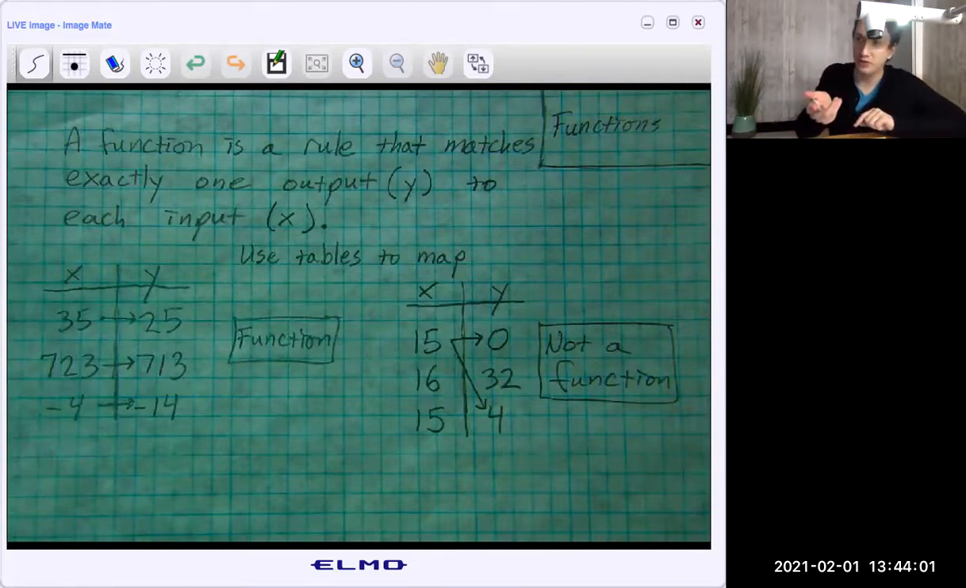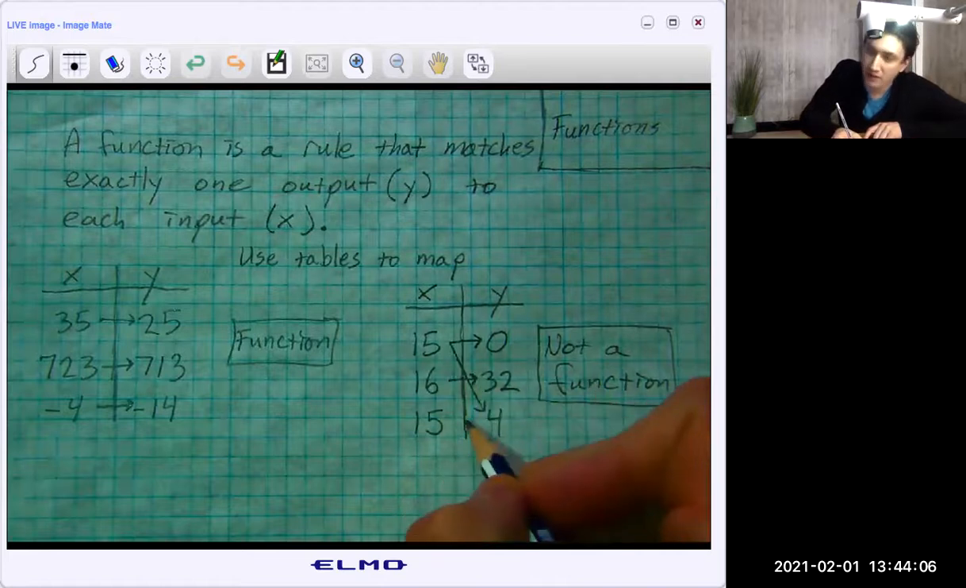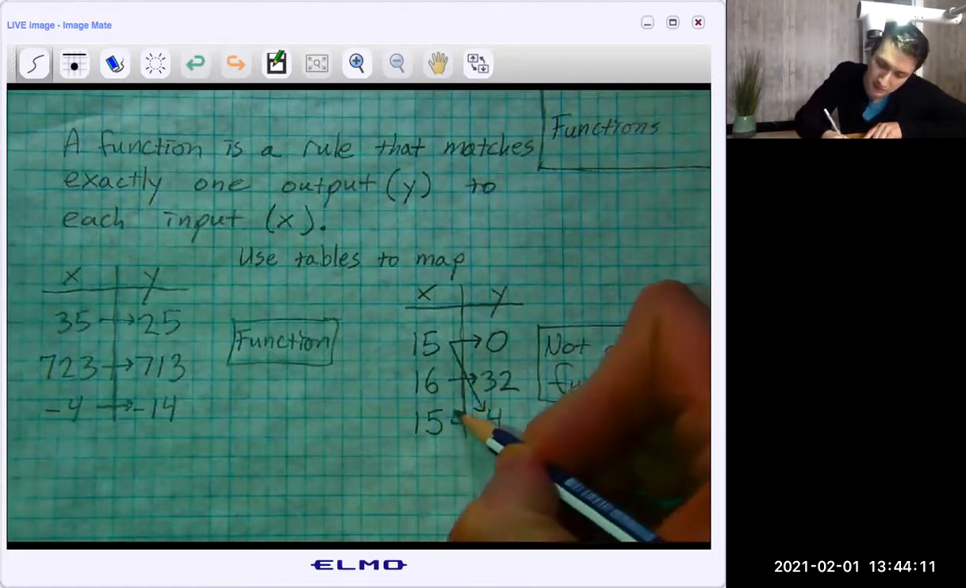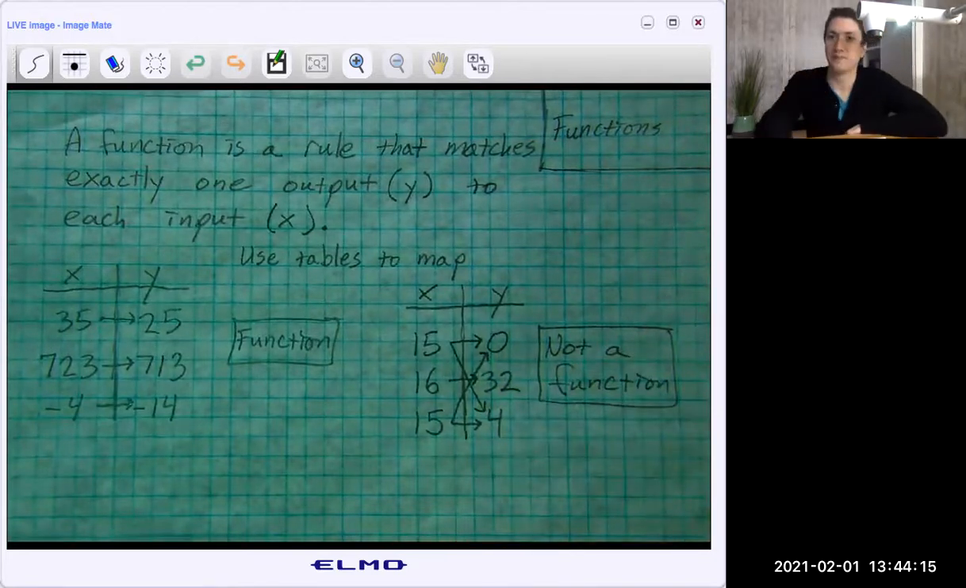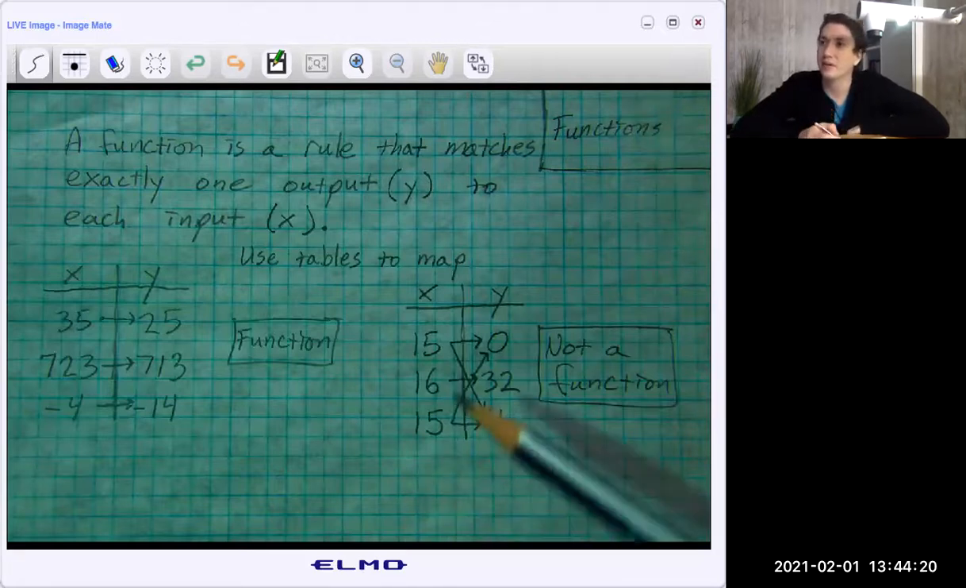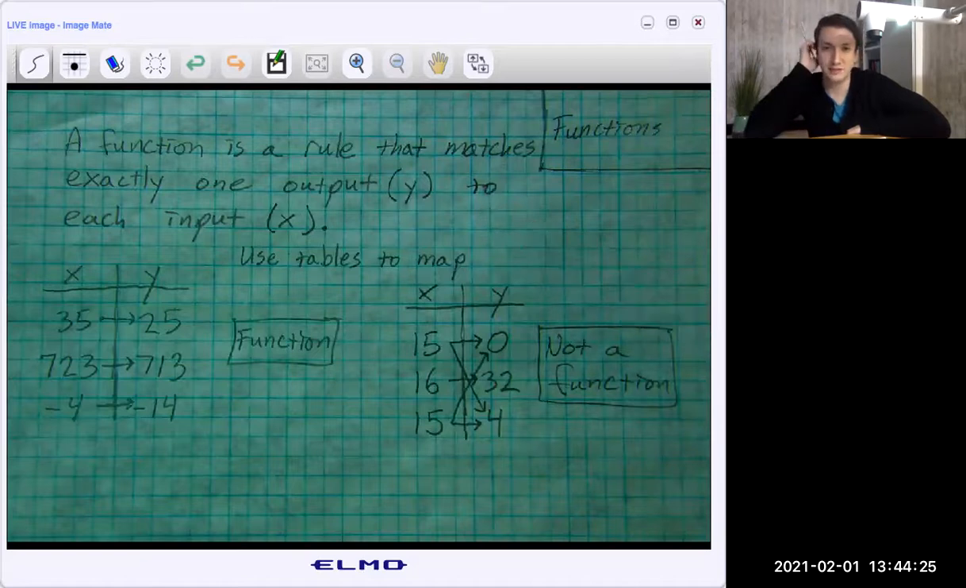If you wanted to, you could map all of it. You could map the 16 and the 32. And then when you get to this bottom one, you would map it to the 4 and also up to the 0. But again, you don't need to do all that. As soon as it failed once, it's done. For functions to work, functions have to work every time. If there's ever a time that you get 2 outputs, well, then it doesn't work. It's not a function. Okay? So that's method 1. That's one way you could figure out what you're looking at.